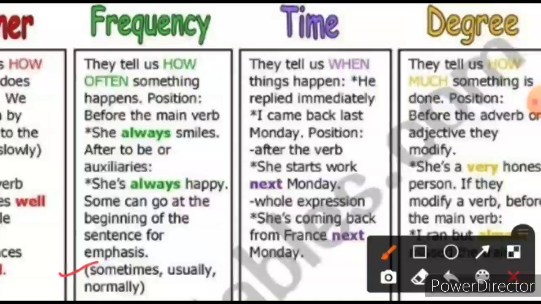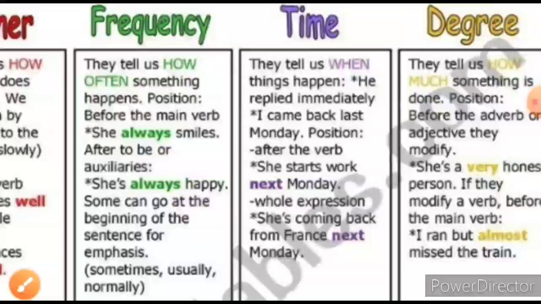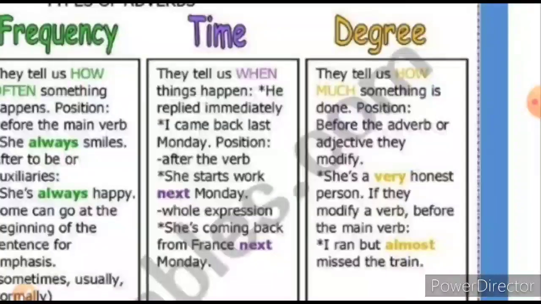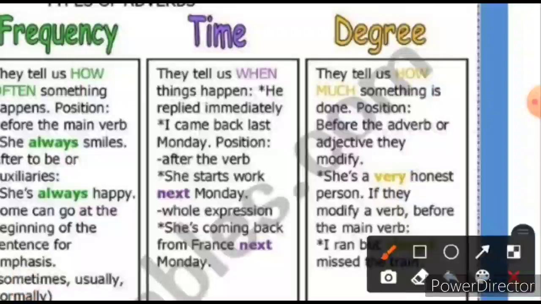Then comes the next one, and that is your adverb of time. Now what is adverb of time indicating? Adverb of time will indicate or answer the question when. When we say when, we are basically asking about the time. So over here we have, they tell us when things happen. He replied immediately. I came back last Monday.